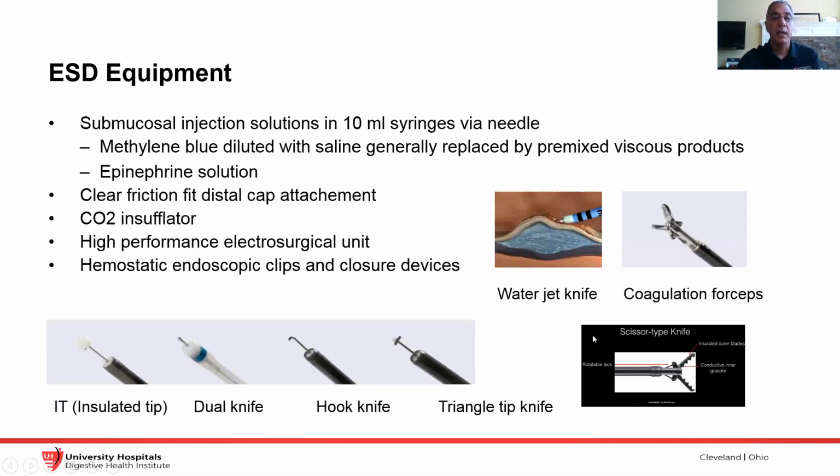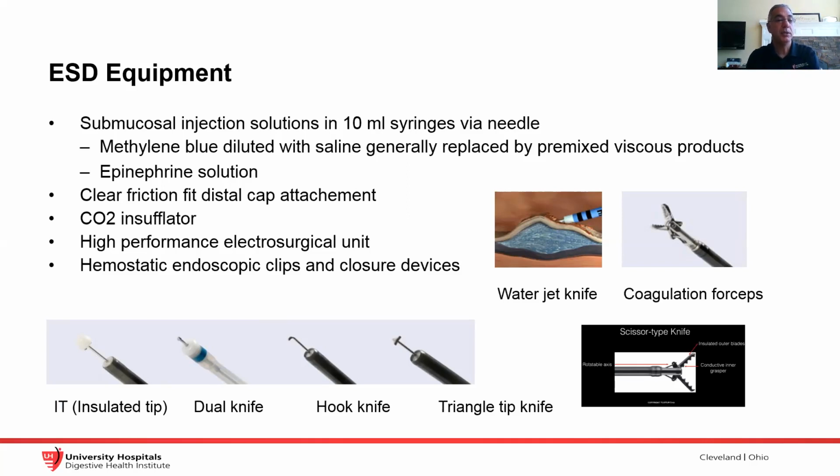So if we're going to take this out, we're going to use these tools, which many of you are familiar with in submucosal dissection: the submucosal saline injection, using 10 milliliter syringes at a time. They all have methylene blue, which now has been generally replaced with the pre-viscous products. Have epinephrine on hand. I don't generally put the epinephrine in the solution when I'm doing it myself, but many physicians do. I have no issue with it. There's a mandatory clear friction cap that we showed earlier. It's mandatory to use CO2 insufflation in case you have pneumoperitoneum.